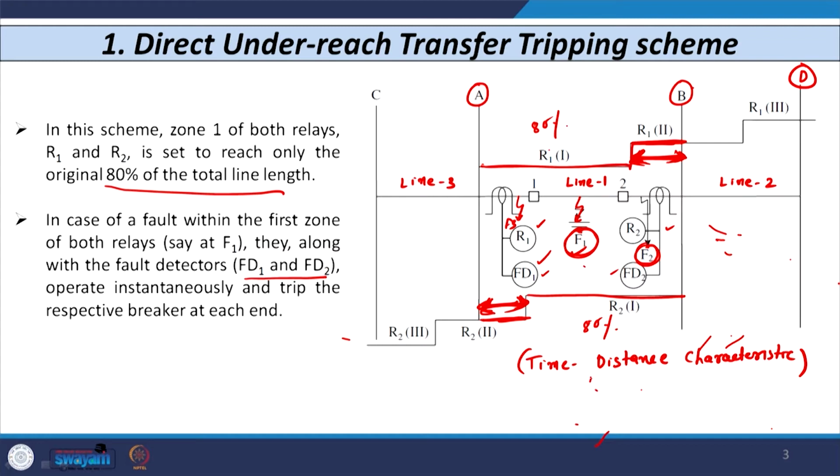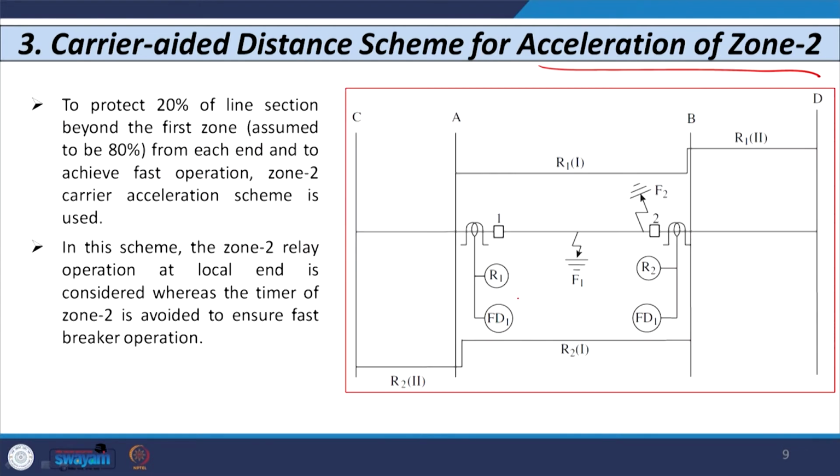So, this zone 2 will be converted into zone 1 by increasing the reach of the first zone of the distance relay on each side, such that the remaining fault that falls under this 20% region will be taken care of in the first zone. Let us see how it can be done. This is the time distance characteristic of the carrier added distance scheme for acceleration of zone 2.